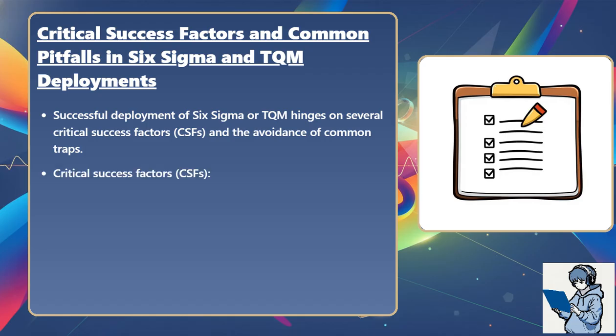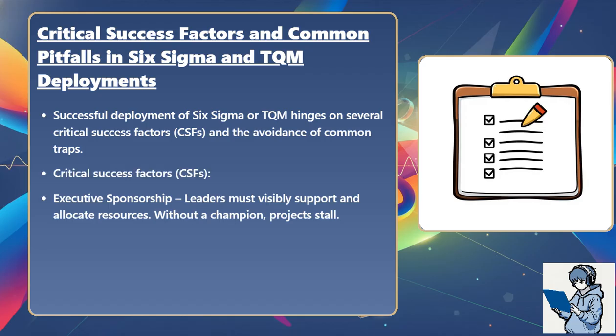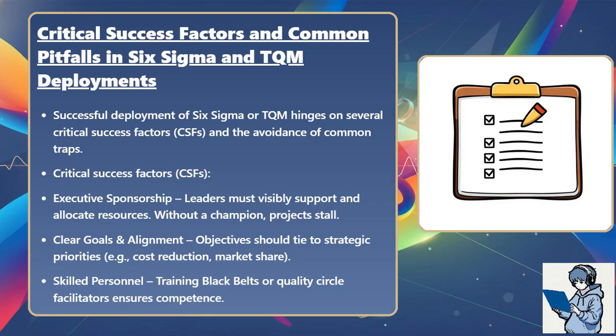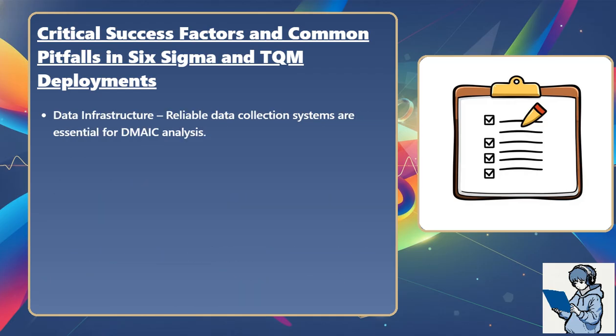Critical success factors, CSFs. Executive sponsorship. Leaders must visibly support and allocate resources. Without a champion, projects stall. Clear goals and alignment. Objectives should tie to strategic priorities, for example, cost reduction, market share. Skilled personnel. Training black belts or quality circle facilitators ensures competence. Data infrastructure. Reliable data collection systems are essential for DMAIC analysis.